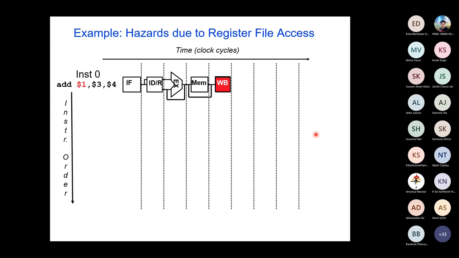Okay, let us give you a simple example here. The first instruction, instruction 0, is this one: add $1, $3, $4. So these two are my source registers, and this is the destination register. This enters the pipeline. So when this destination register is being updated, in which clock cycle?